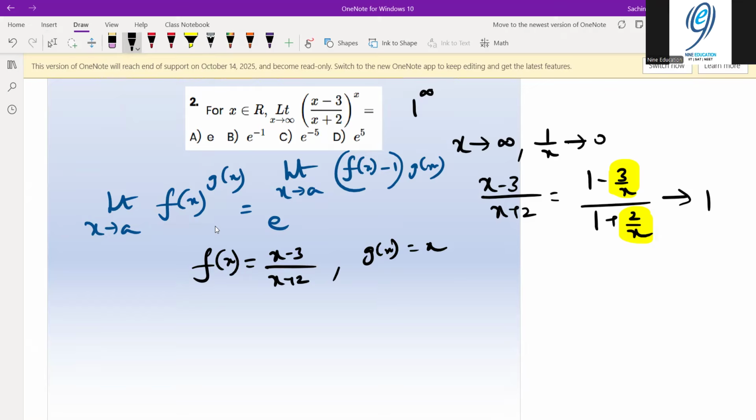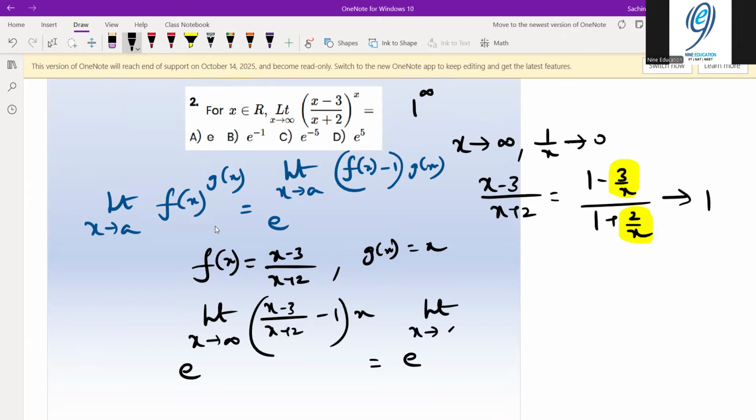So the required limit will be e power limit as x tends to infinity, ((x minus 3) by (x plus 2) minus 1) whole times x, right? So this will become e power limit as x tends to infinity. In the numerator, I will get minus 5. So minus 5x by (x plus 2).